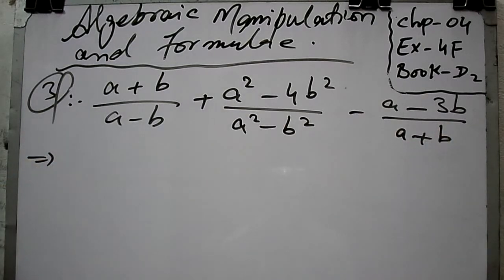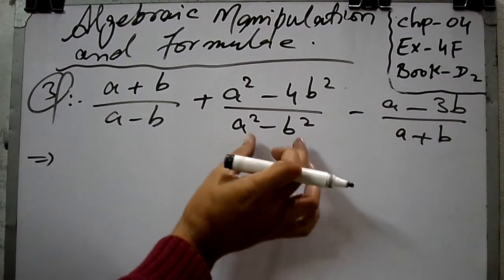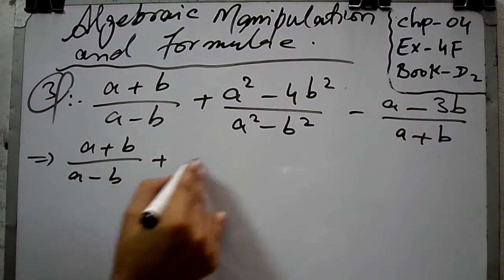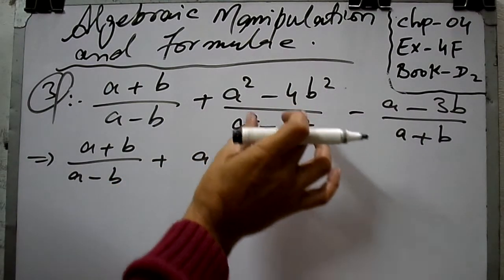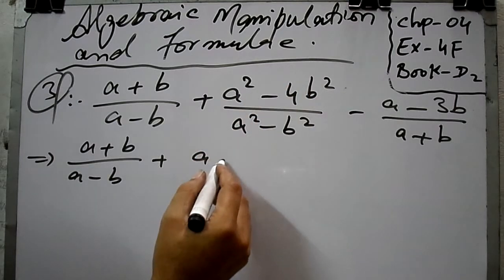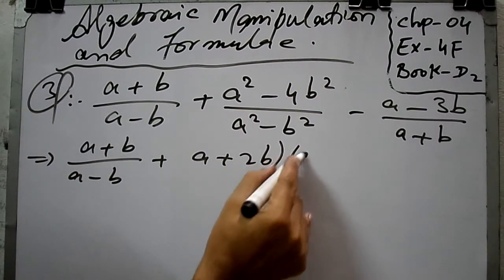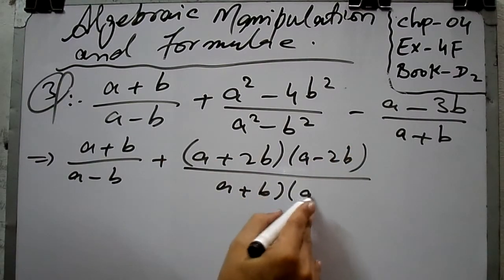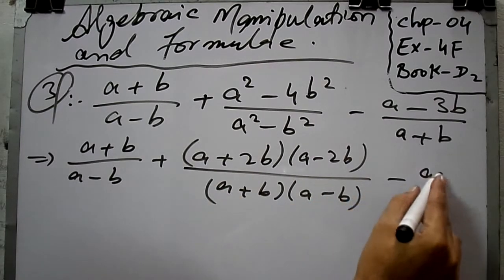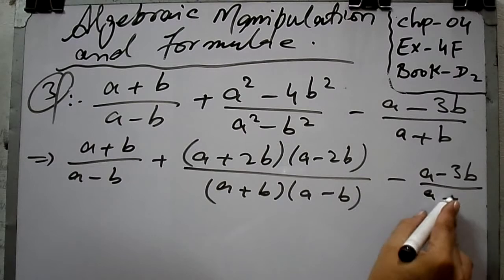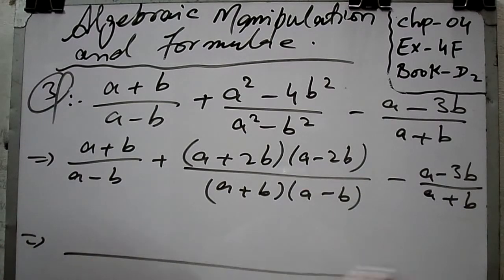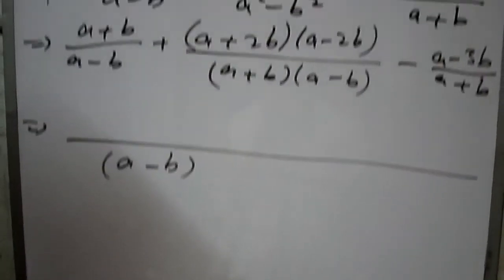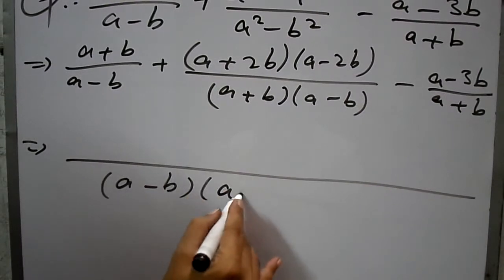Now in the first step you can see we have to write in a single denominator. First, the difference of two squares formula. First simplify it, that is a plus b divided by a minus b, and by the difference of two squares formula you can write a plus 2b into a minus 2b, and the denominator can also be written as a plus b into a minus b. So a minus 3b, a plus b. Now taking LCM, product of common into product of non-common, that is your LCM, a minus b into a plus b.